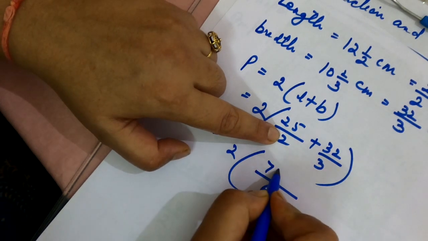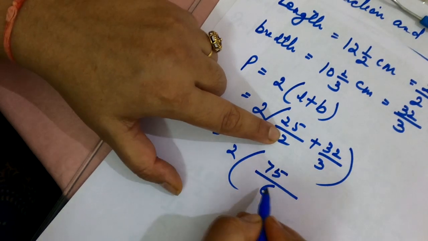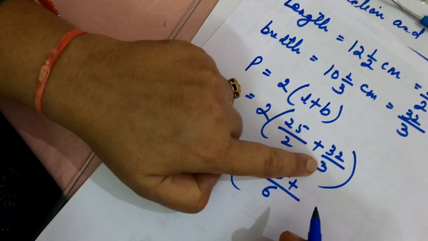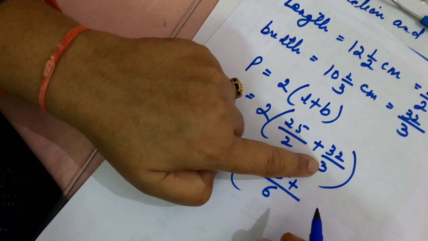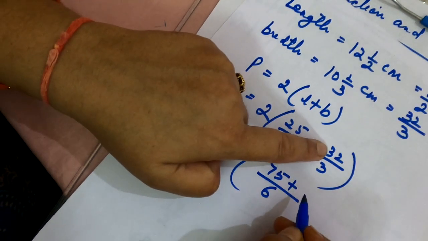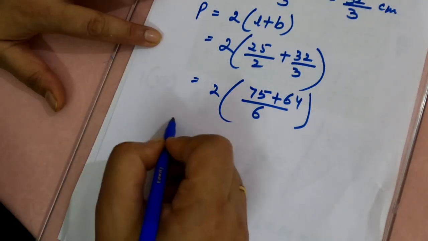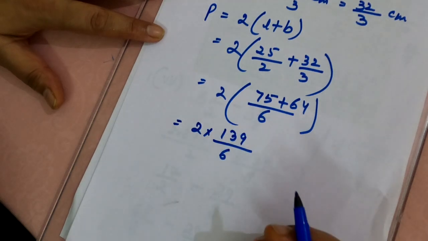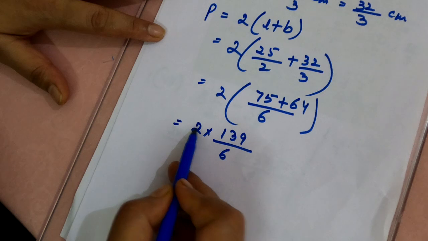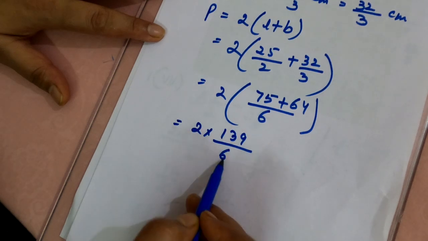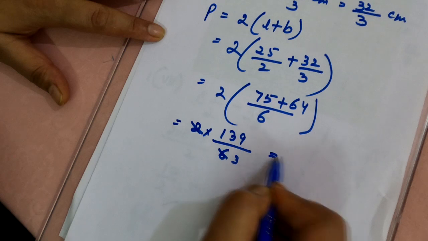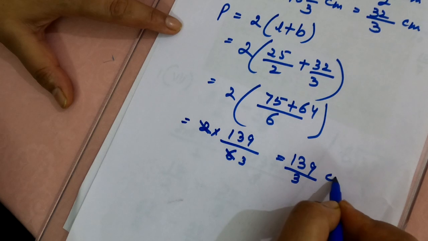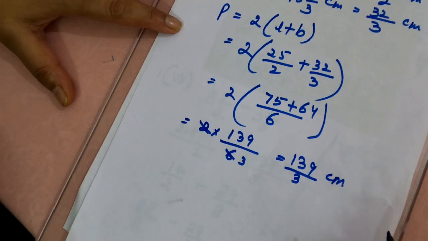So it will become 75 by 6. And then if I want 6 here, I will have to multiply by 2, this also and this also. So it should be 2 multiplied by 139 upon 6. Clear? In place of multiplying this by 139, let us divide it. We will get 3. Answer is 139 upon 3. So we got the answer in improper form. That is centimeters. Perimeter is in centimeters, right?